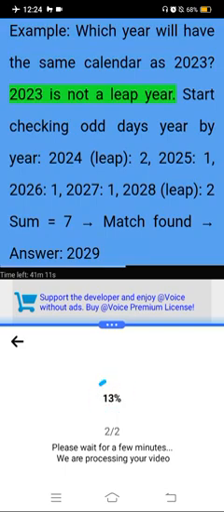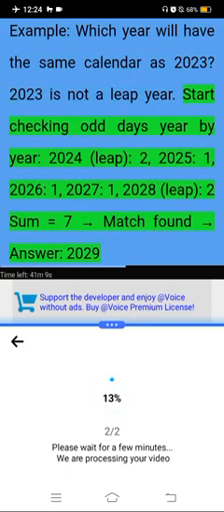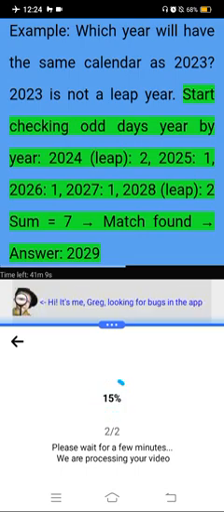2023 is not a leap year. Start checking odd days year by year. 2024 leap 2, 2025 1, 2026 1, 2027 1, 2028 leap 2, sum equals 7, match found. Answer: 2029.